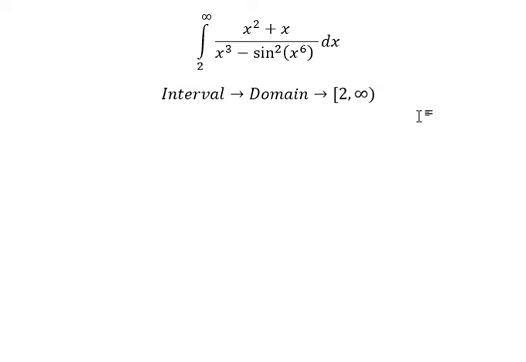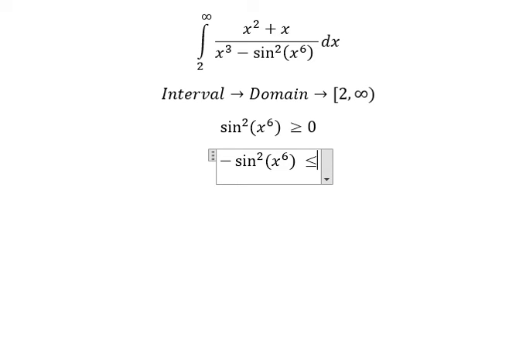Because from number 2 to positive infinity, all the values in here have even power. Just like this, you get a positive number because it is an even power. Positive or negative with even power, you get a positive number. That's why you get greater than or equal to 0. Next, if I put the negative sign on both sides, it is smaller than or equal to 0.